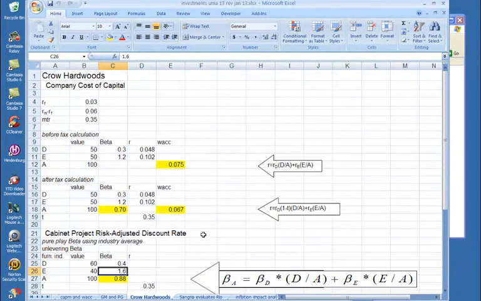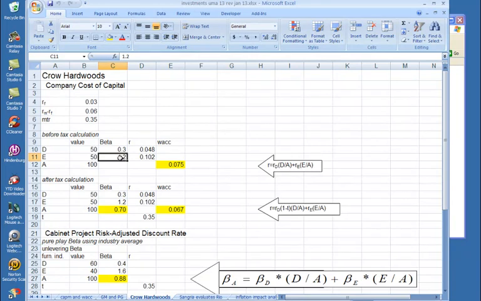Crow has decided to apply the pure play technique to estimate a risk-adjusted discount rate. For simplicity, and to demonstrate a pure play procedure slightly different from the one we just covered, let's start with the average equity beta for the cabinet industry. One can get industry equity betas as well as individual firm equity betas. The cabinet industry has an equity beta of 1.6, materially higher than Crow's equity beta of 1.2.